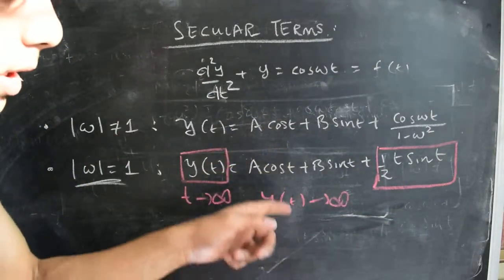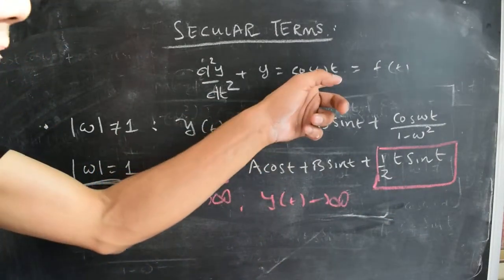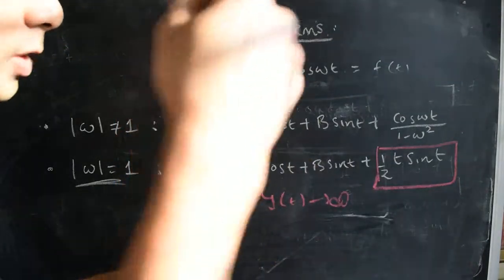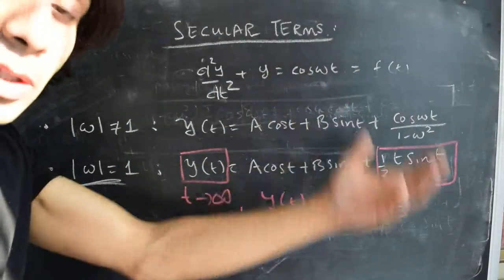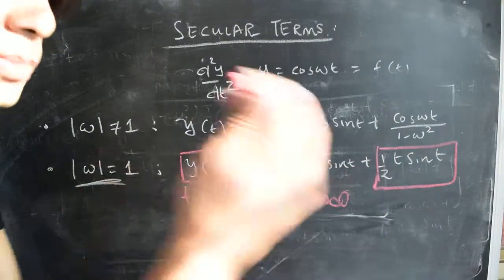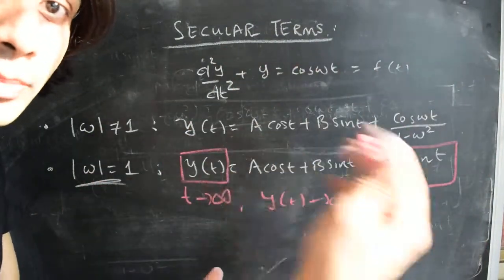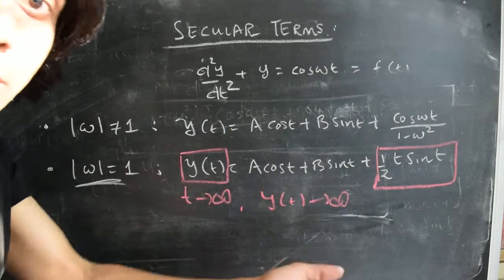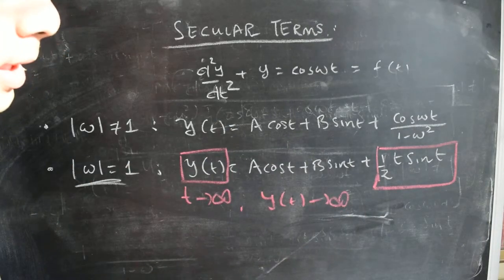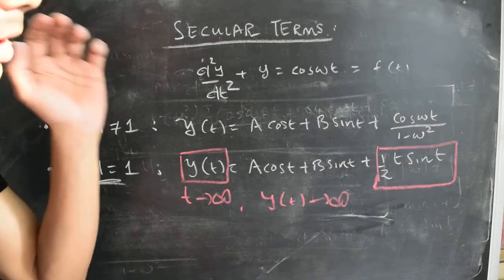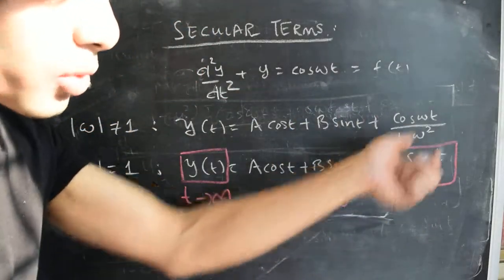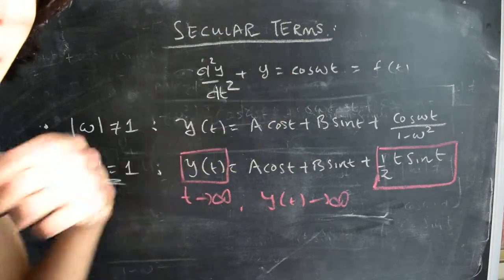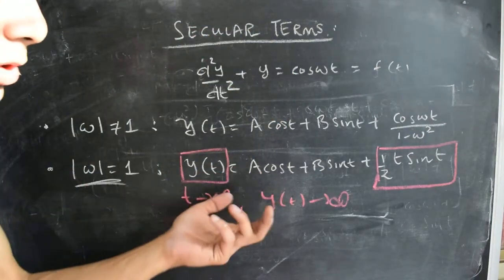And that is because when omega is exactly equal to 1, the system's natural frequency is said to be in resonance with the frequency at which the system is being driven by the external force. And the system continues to absorb energy from the external force, and therefore the amplitude of oscillations of the system will simply grow unboundedly. Now, this kind of a term, which grows in an unbounded way, is called a secular term in the solution of this equation.